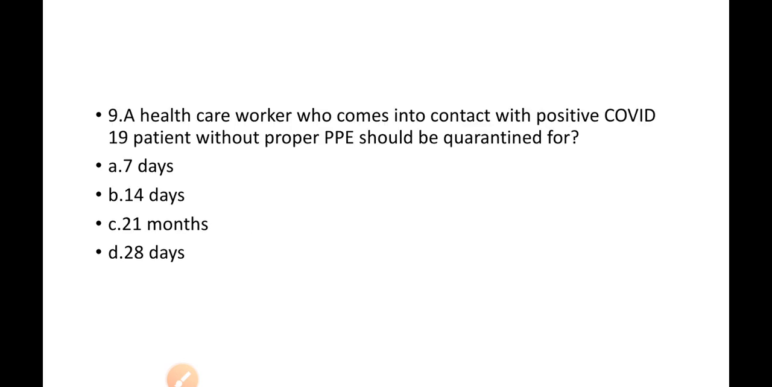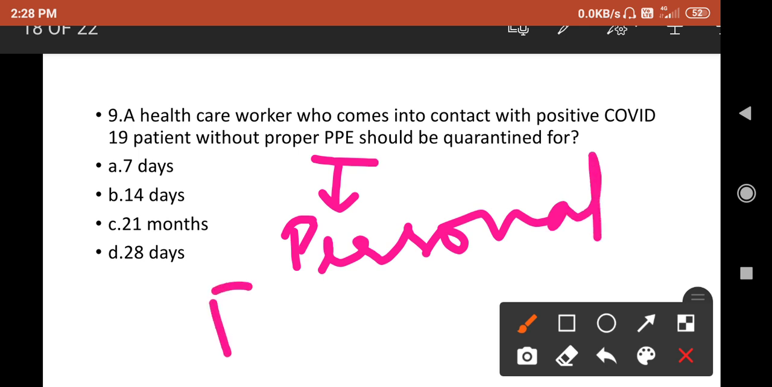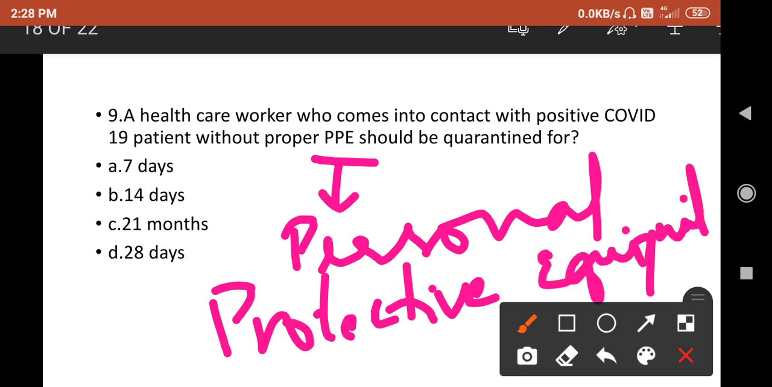So next question, question number 9. A healthcare worker who comes into contact with a positive COVID-19 patient without proper PPE should be quarantined for. So guys, first you should know what this PPE is. PPE is personal protective equipment, and things like masks, gloves, head mask, goggles are some of the things that come under personal protective equipment.